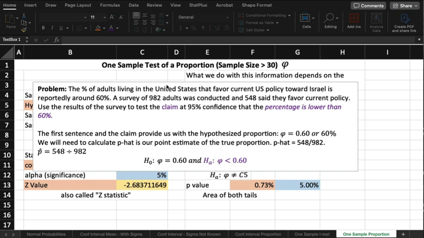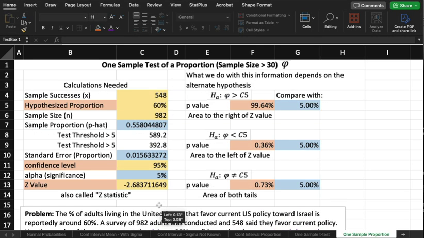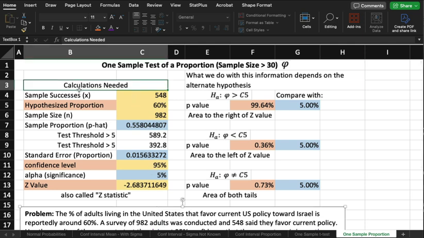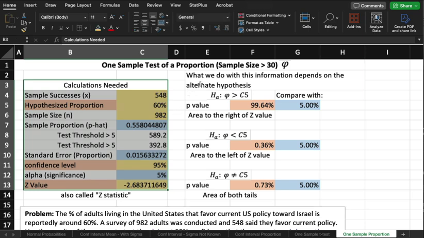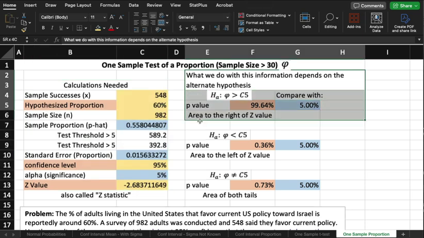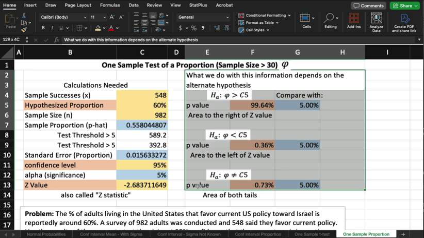And now we're going to use the spreadsheet to help us make a decision about that. Under columns B and C, these are the calculations that we're going to need. And then columns E, F, and G; we ended up not needing column H. Just columns E, F, and G are going to give us the information that we need to make the decision.